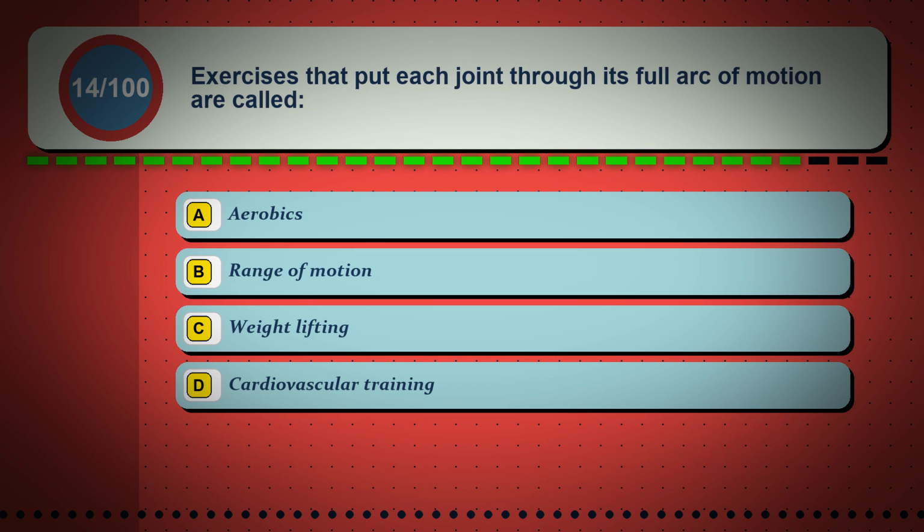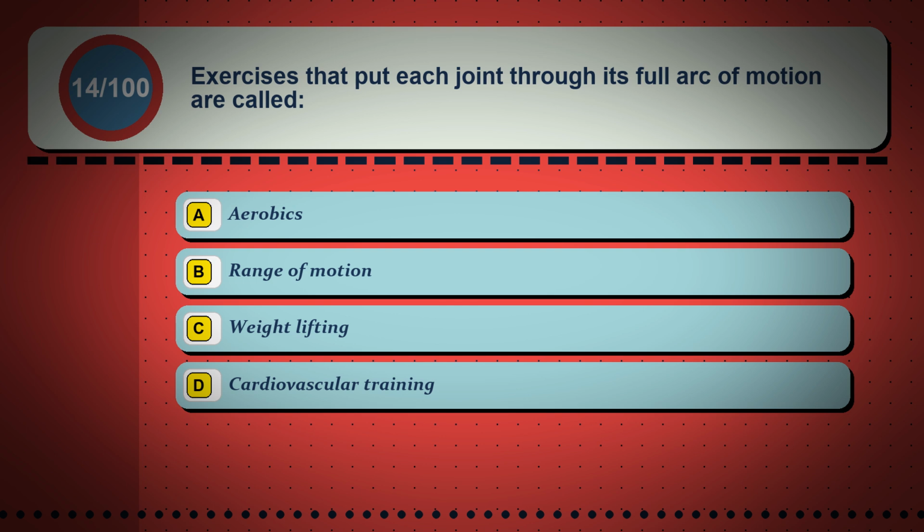Question 14. Exercises that put each joint through its full arc of motion are called. Option A. Aerobics. Option B. Range of motion. Option C. Weight lifting. Option D. Cardiovascular training.